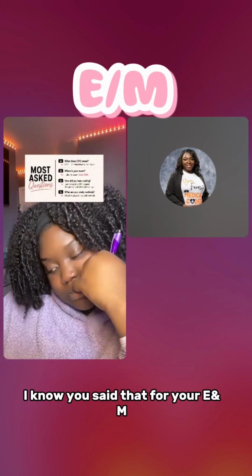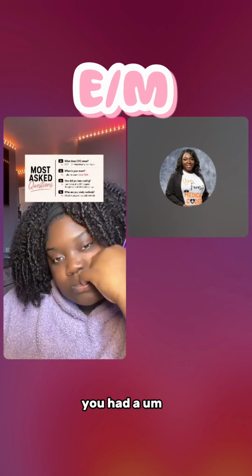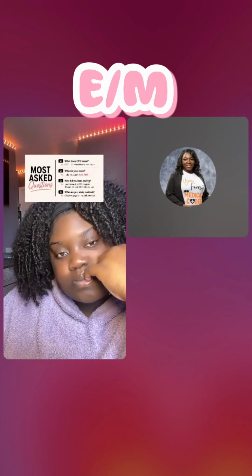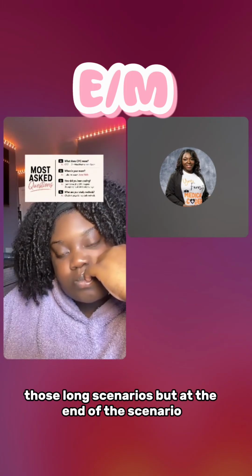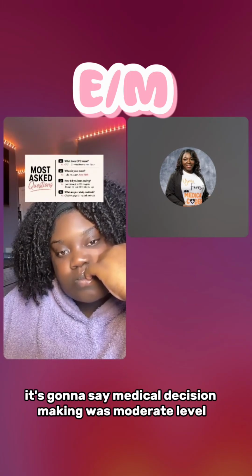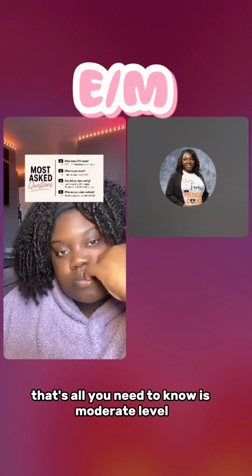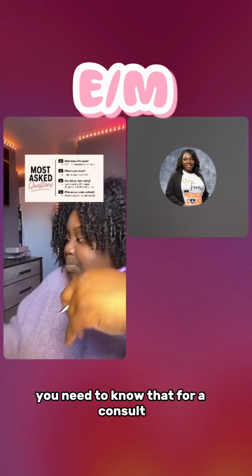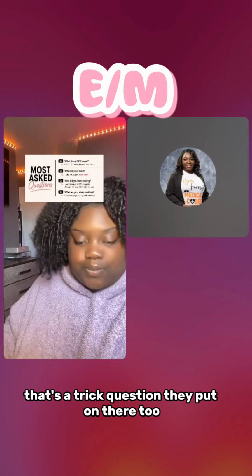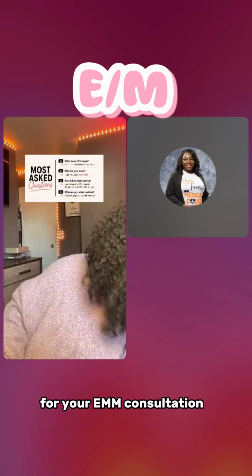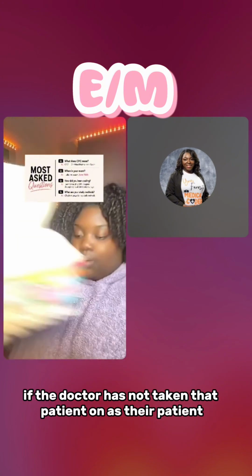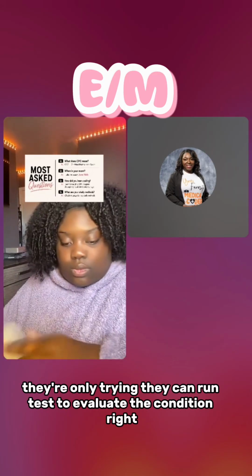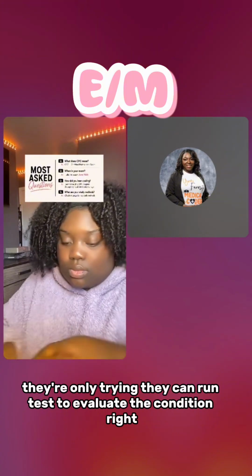Okay. I know you said that for your E&M, you had the leveling. The easiest way to remember your E&M is it's going to give you those long scenarios, but at the end of the scenario, it's going to say medical decision making was moderate level. That's all you need to know, the moderate level, and which section you're going to. You need to know that for a consult, that's a trick question they put on there too. For your E&M, consultation codes are only to be provided if the doctor has not taken that patient on as their patient. They can run tests to evaluate the condition, right? They'll put that in there.